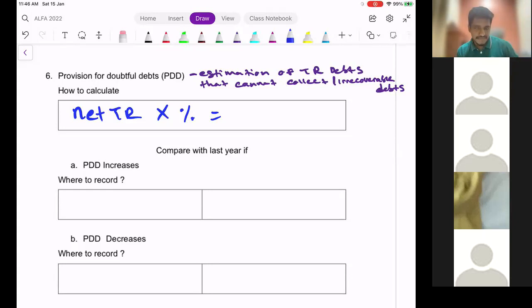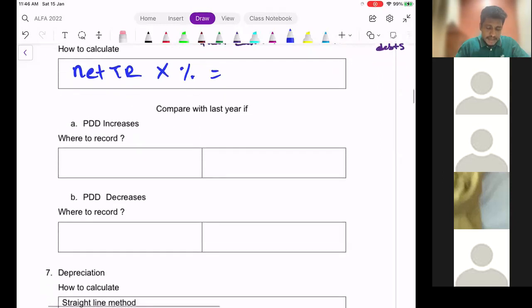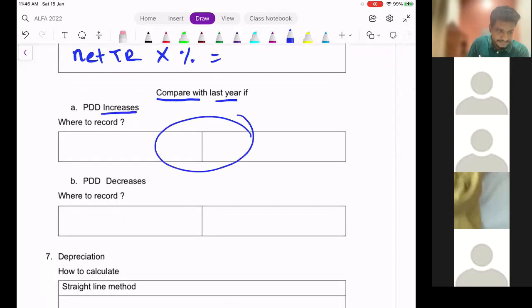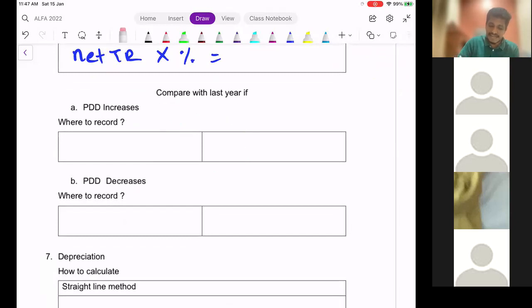Okay, so this is the provision for doubtful debt. The formula to calculate it is you take the net trade receivable times the percentage. Then after you calculate, you need to compare with last year's one. If it's increased, the record is different. If it's decreased, the record is different. Understand?